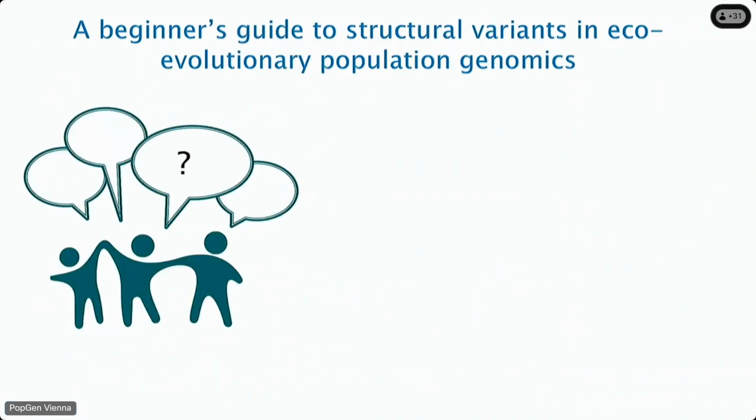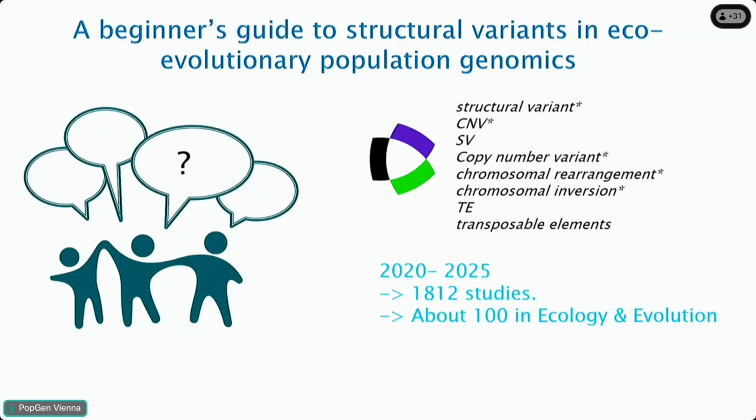To start this review, we tried to start from questions arising from the community, from early career researchers saying, okay, what about structural variants? What do people wonder? To answer this, we based it on the current literature, and we looked at a lot of studies, about 100 in ecology and evolution. You can already see from the keywords that we used for the literature search that there is quite a diversity of keywords, which makes it a bit complex sometimes to approach the field of structural variants.